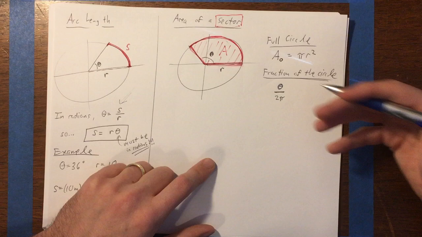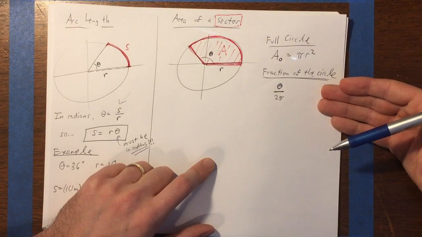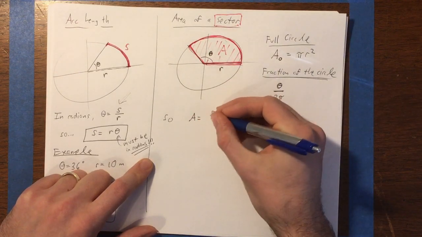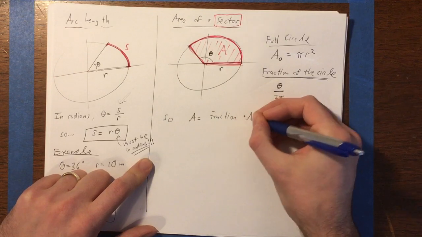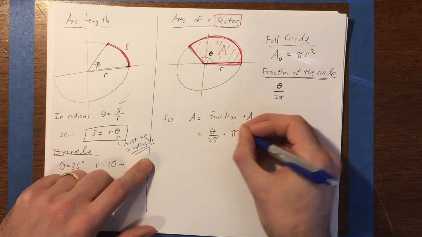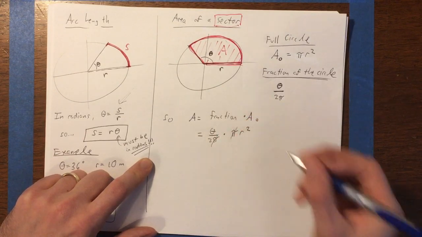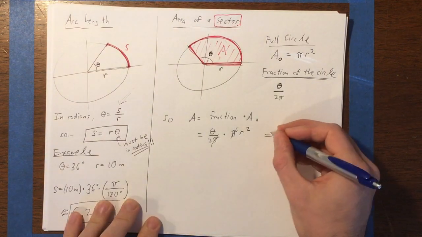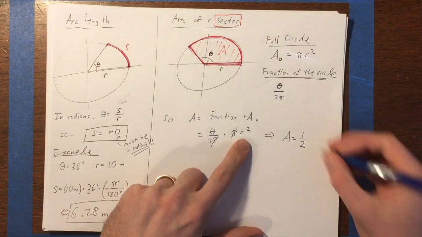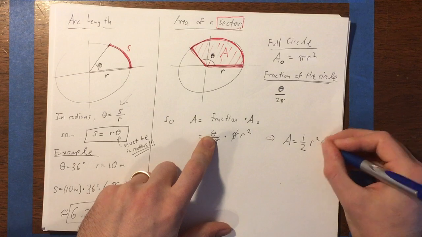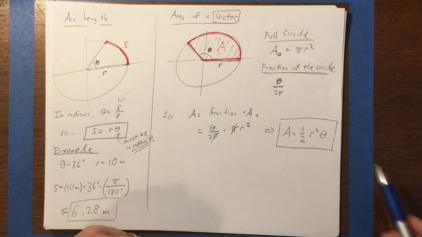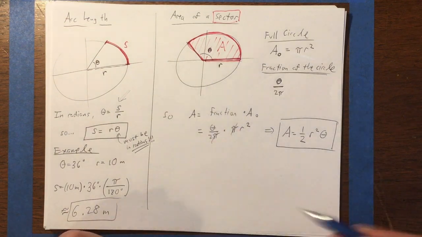So to calculate the area, I just need to take the total area multiplied by this fraction. That's all. Area of the sector is going to be the fraction of the circle times the area of the circle, which is theta over 2 pi times pi r squared. And you'll notice the pi's cancel out, which is kind of nice. So if you simplify it, area equals, we're going to have a 2 in the denominator, so I'm going to write 1/2 times r squared times the angle theta. And that is the formula. So there's our formula for area of a sector in terms of radius and angle.